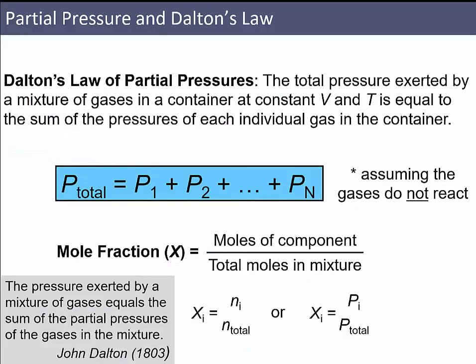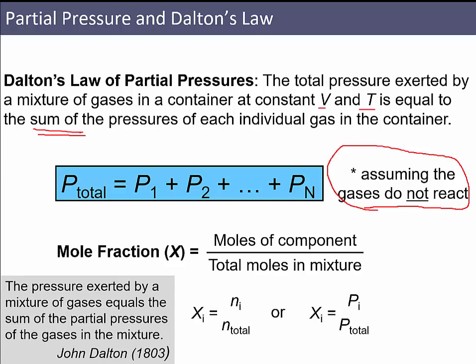And so the total pressure exerted by a mixture of gases in a container at constant volume and temperature is equal to the sum of the individual gases. So our total pressure is P1 plus P2 all the way up to Pn, and this is assuming that these gases do not react, that they're not going to interact with each other. And the exact formulation is: the pressure exerted by a mixture of gases equals the sum of the partial pressures of the gases in the mixture.